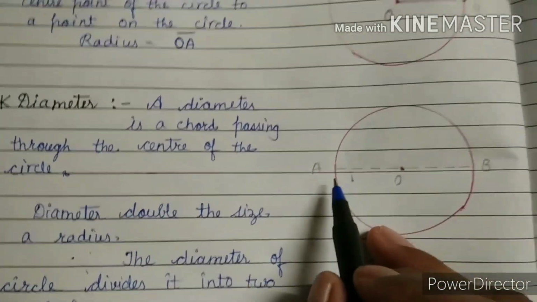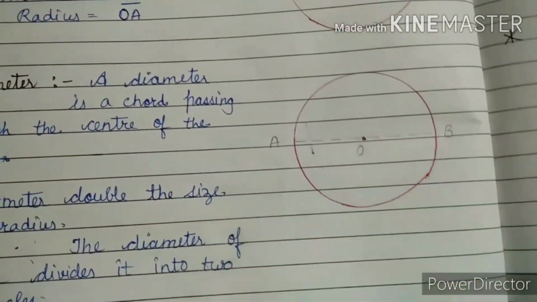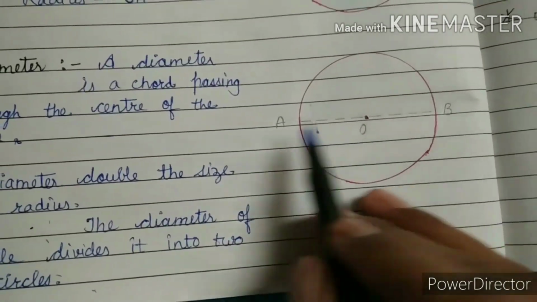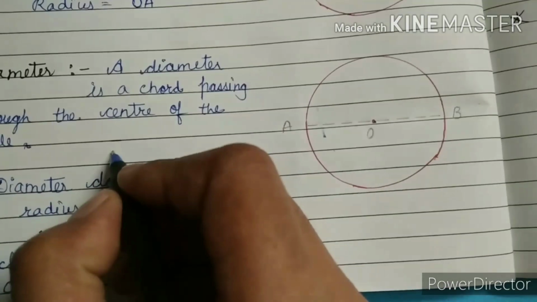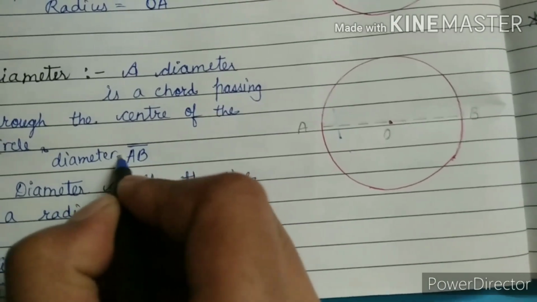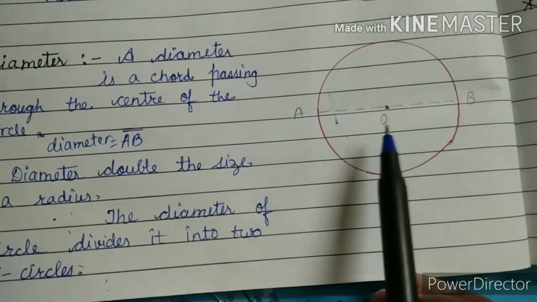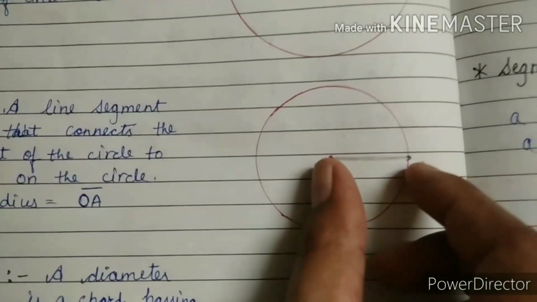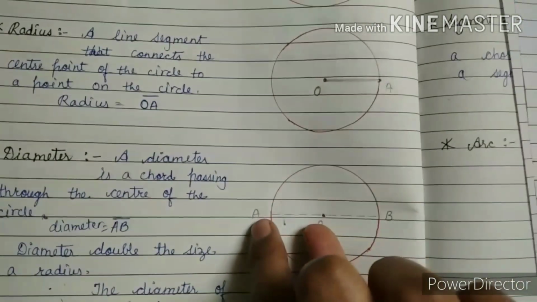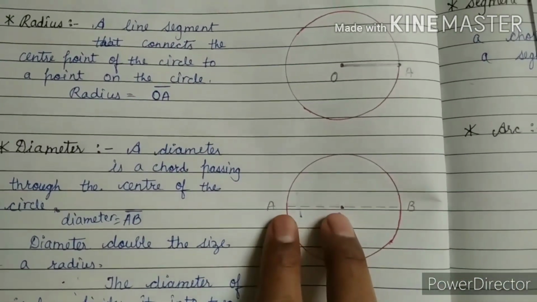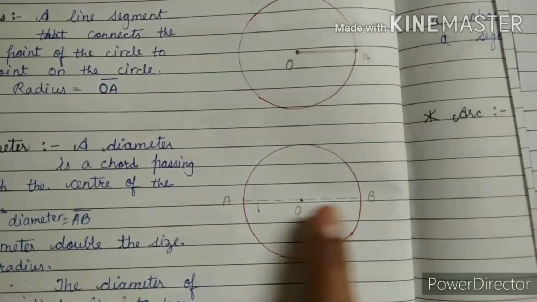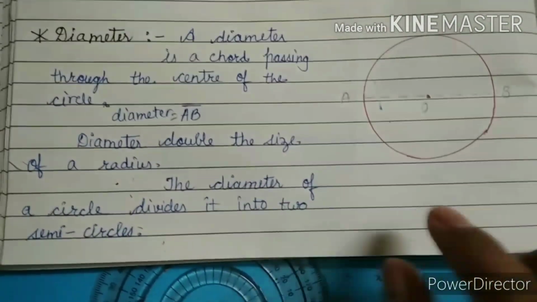Let's see how to draw. As you can see, I have drawn a line segment that connects A to B, and it is passing through O, so it will be called the diameter of the circle. So here AB is the diameter of the circle. And the diameter is double the size of a radius. You see here is the radius and here is also a radius. So here is one part of the radius and here is the second part of the radius, 1, 2, because each is connecting one point to the center point. So it is double the size of the radius.